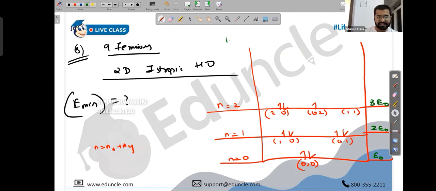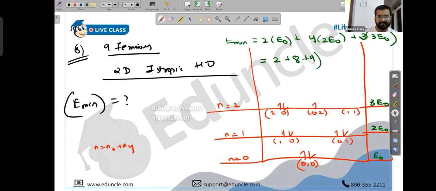That's it. So answer, the minimum energy is 2 electrons are in the ground state, then 4 electrons are in the first excited state, and then 3 electrons are in the second excited state. So answer is 2 plus 8 plus 9 into E naught. So that's 19 times E naught. I hope you understood this. Tell me if not. Don't hesitate. Take care.